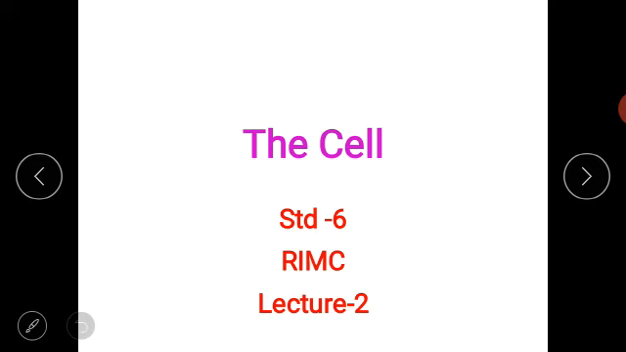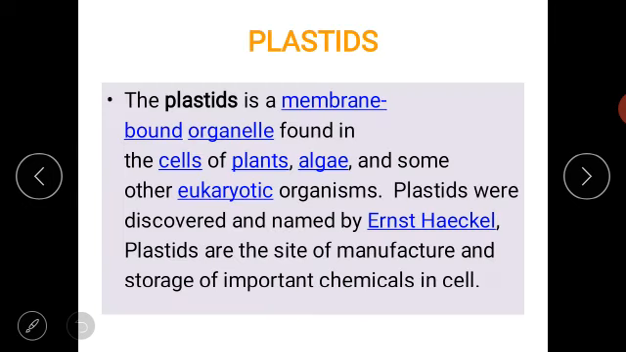So, last lecture we revised all about the cell. Now we'll discuss the cell organelles. The first organelle that we are going to study is the plastid. Plastids are cell organelles mainly present in the plant cell.